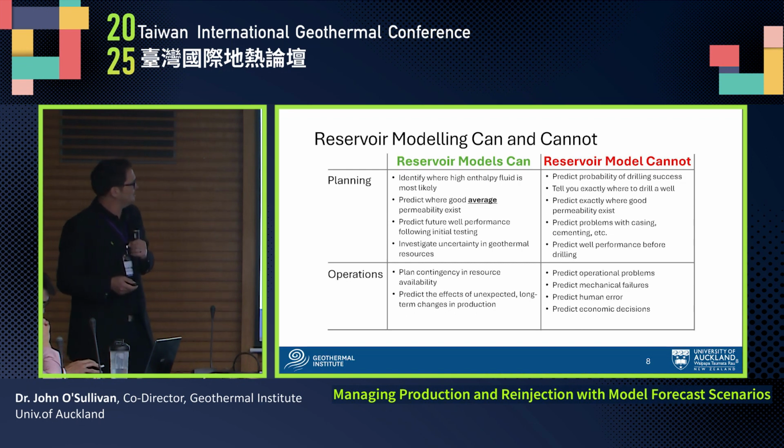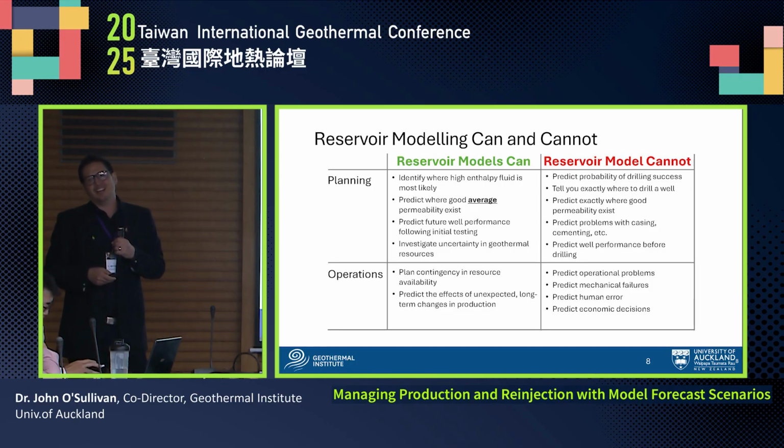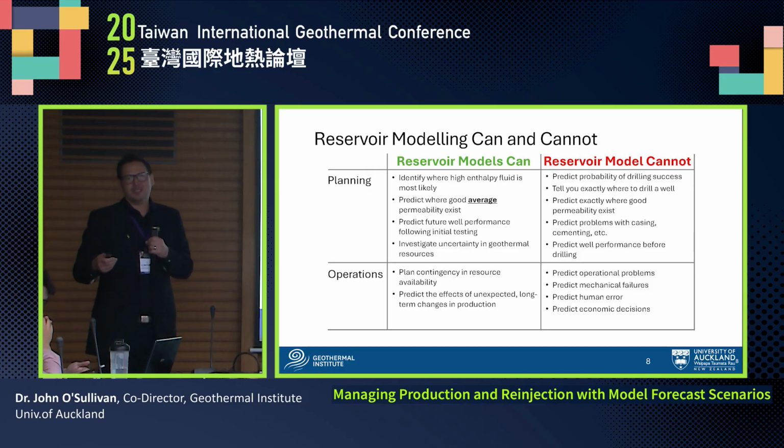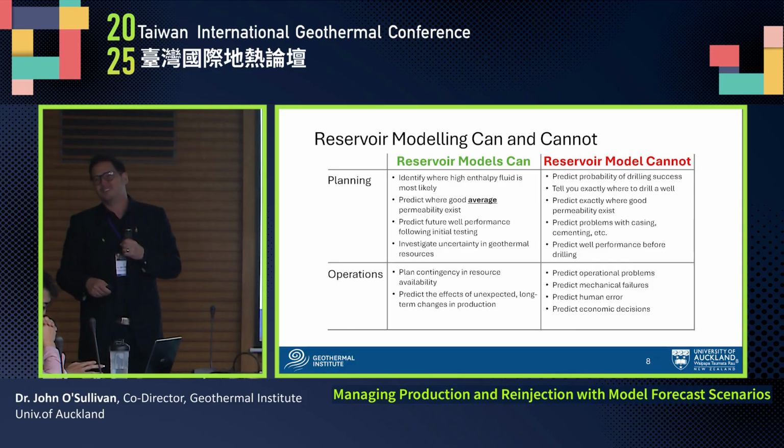In terms of operations, we can't predict operational problems or mechanical failures, human error. I had a project I once worked on where the management team got taken over by an accountant, and the accountant said, why are you suggesting drilling make-up wells now that the price of oil has dropped so much and it'll be cheaper for us to burn heavy fuel for this project? And I said, well, if my reservoir model could predict the price of oil, I probably would be a very rich man. I wouldn't be doing this. So, that's not the things that reservoir models predict.